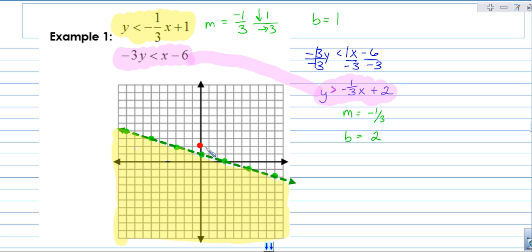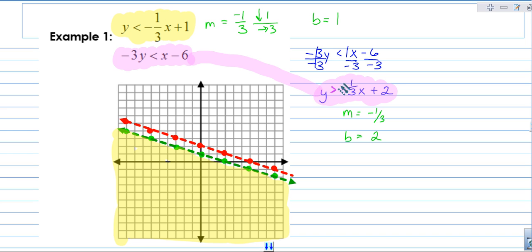And then we're going to go down, down 1, right 3, down 1, right 3, down 1, right 3. And then we're going to backtrack up 1, left 3, up 1, left 3, up 1, left 3, up 1, left 3. And basically, you're one dot above all the other dots. Okay? And then I'm going to go draw my line. This one is also a dotted line. Okay? And so now I have that.